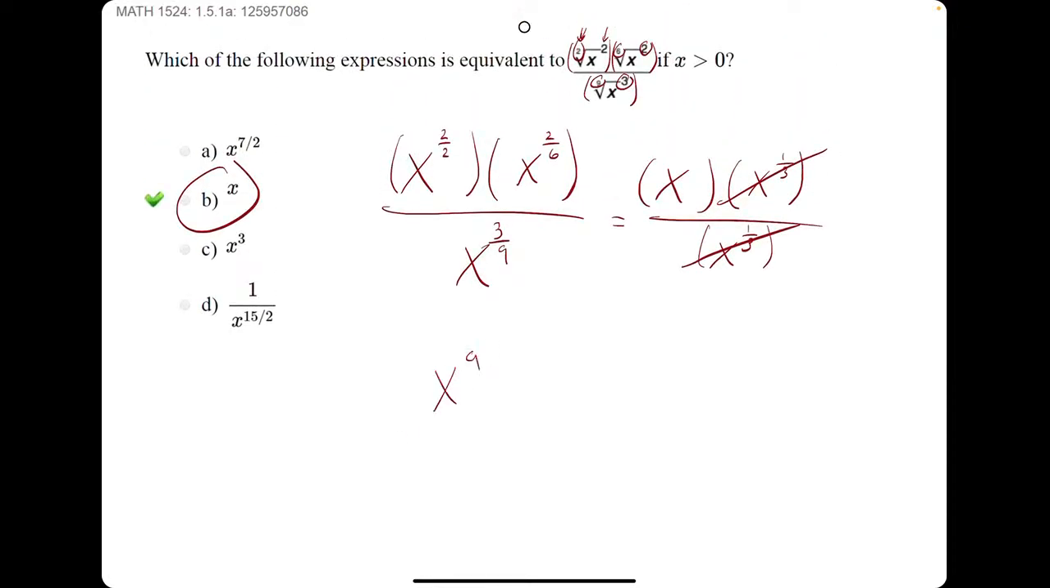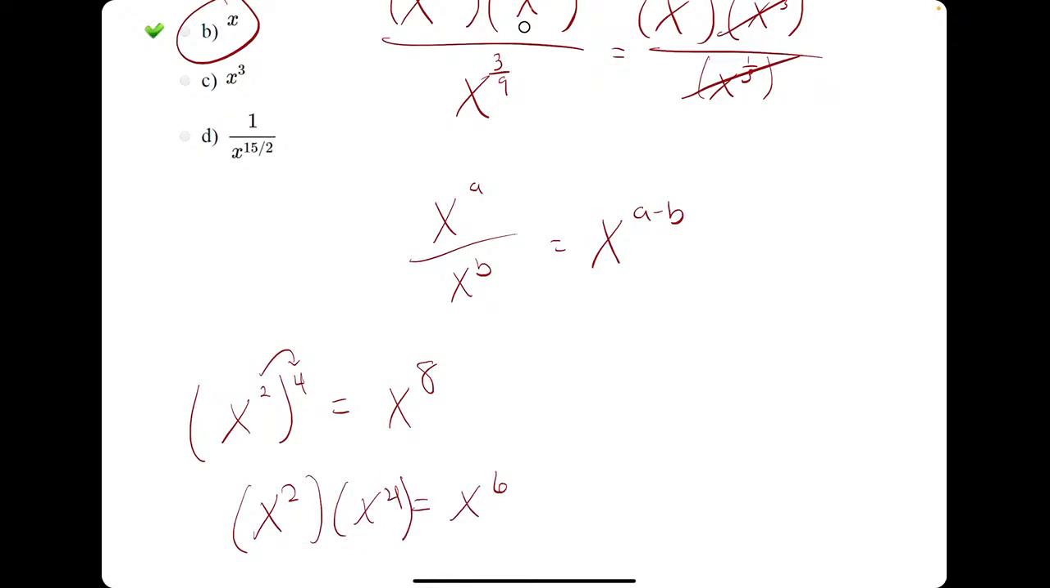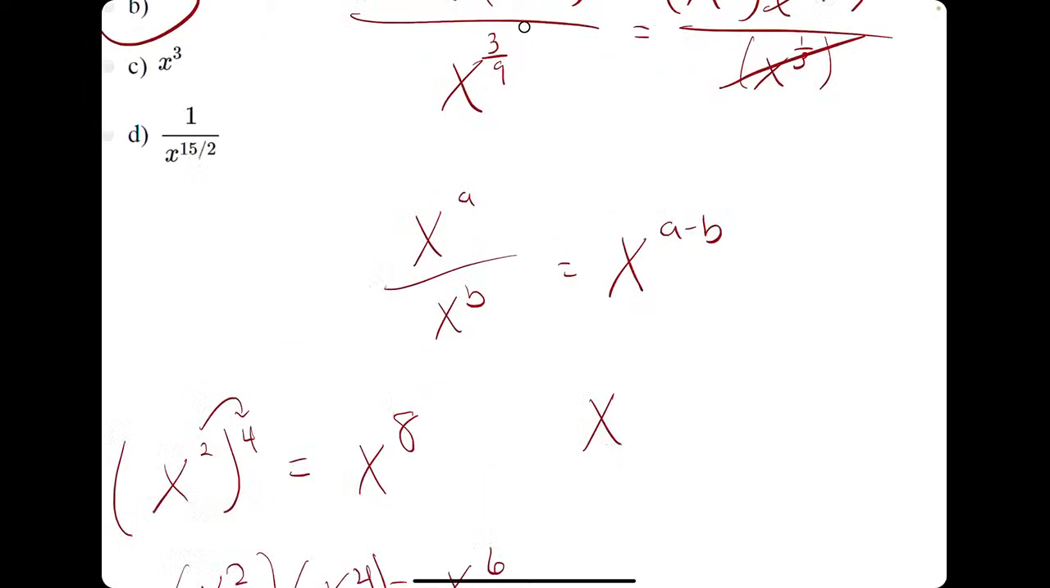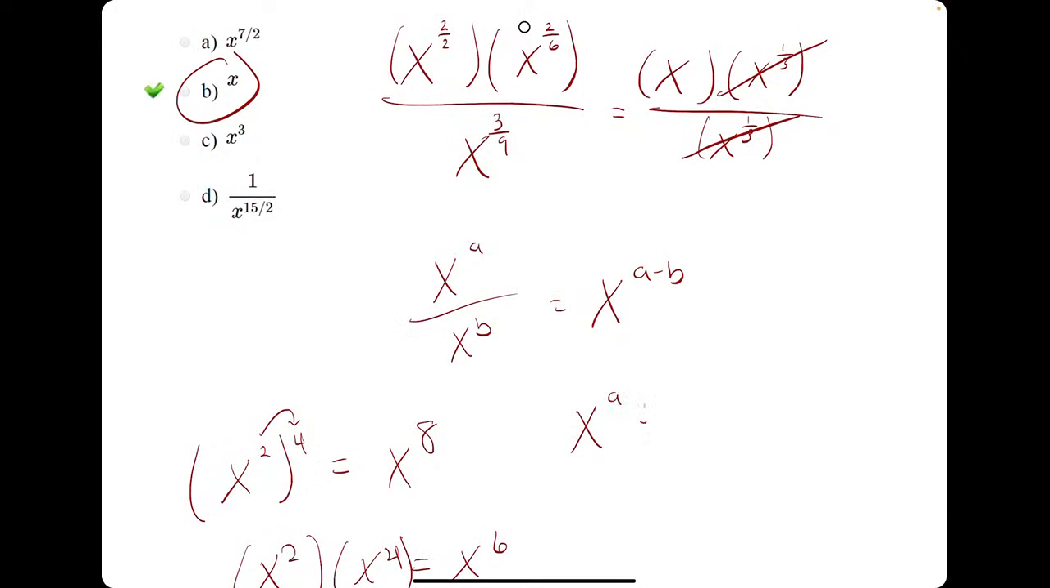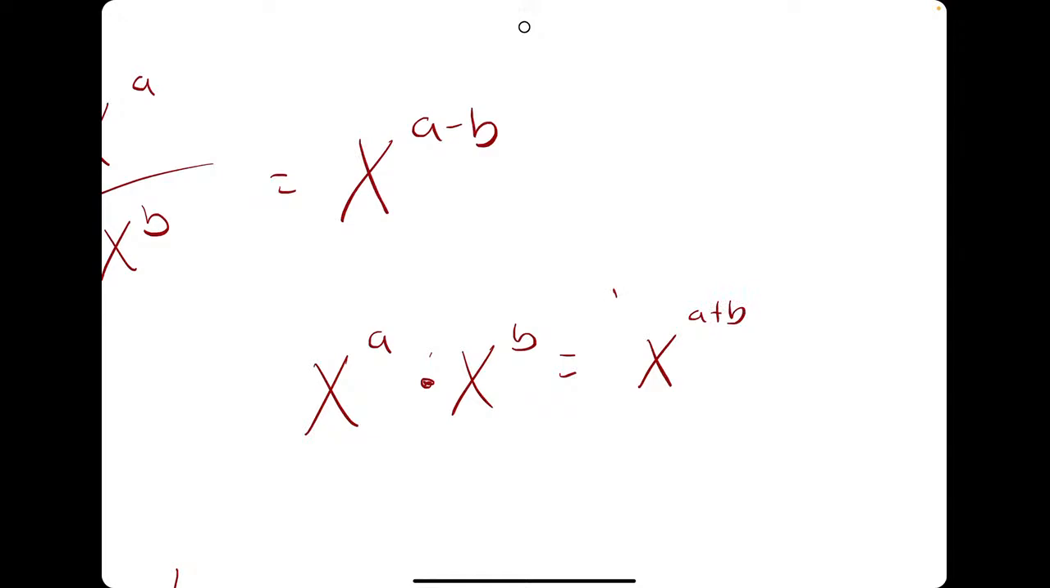The biggest things to look out for are if you have x to the a over x to the b, that turns into x to the a minus b. Anytime you have, say, x squared raised to the 4th, we don't add them in this case. We multiply 2 times 4. If instead we had x squared times x to the 4th, that's when we add their exponents and make it x to the 6th. So if we have x to the a times x to the b, that's equivalent to x to the a plus b. We add their exponents.